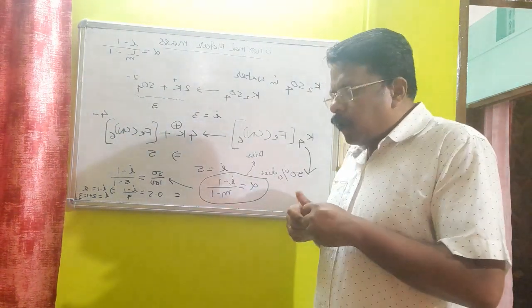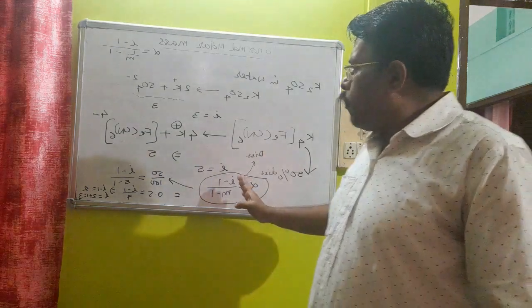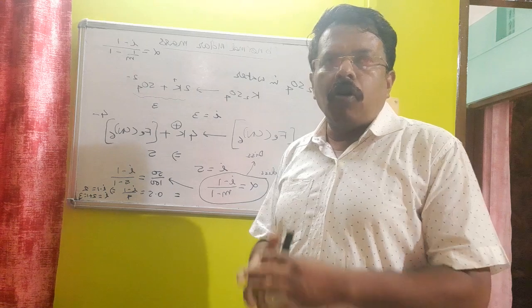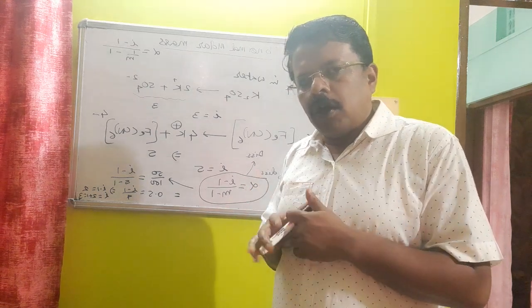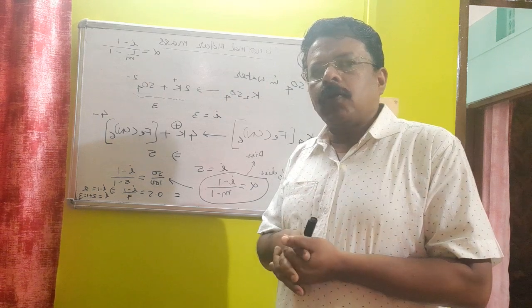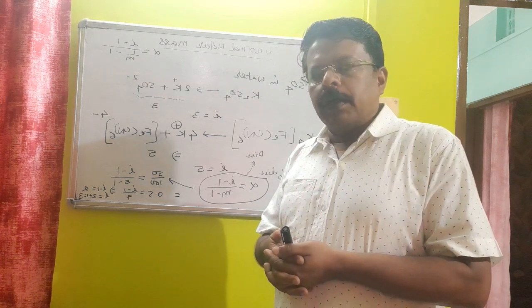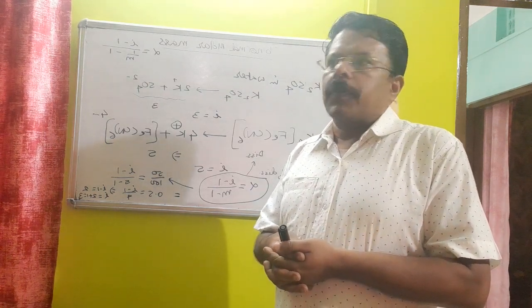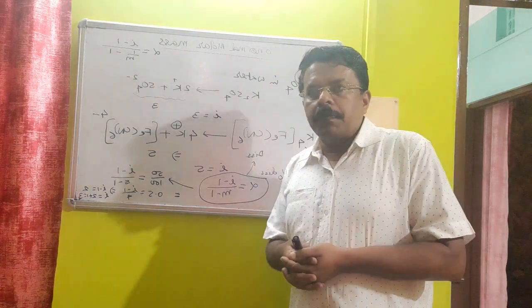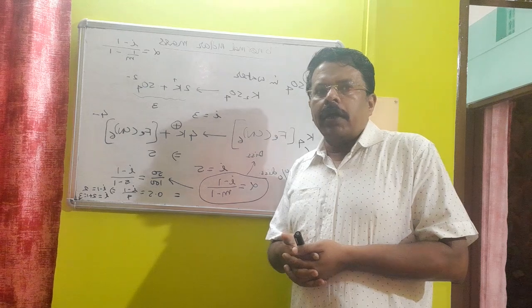Then we will use the modified equation of the colligative property. For example, delta Tb is equal to i Kb m, and we will get the experimental or observed value of the colligative property.